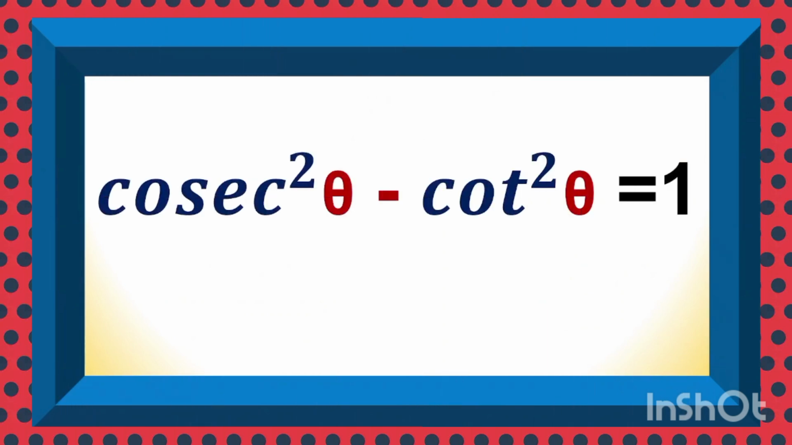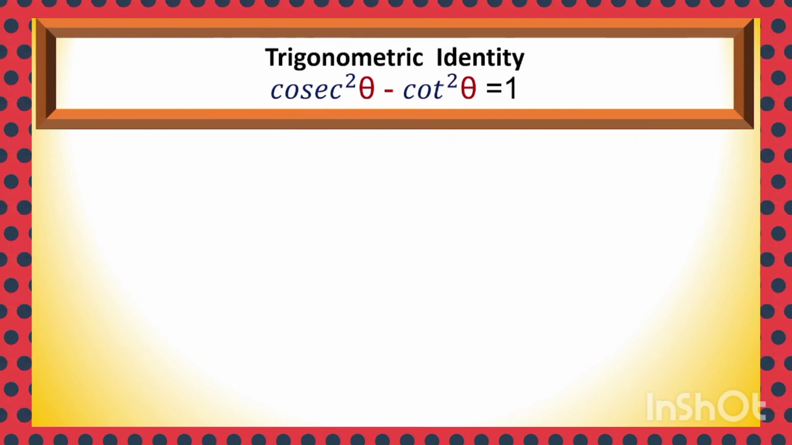Cosec square theta minus cot square theta is equal to 1. This is another important trigonometric identity which is true for all values of angle theta except theta is equal to 0 degree, because the statement is not defined when theta is equal to 0 degree. An important trigonometric identity, cosec square theta minus cot square theta is equal to 1.